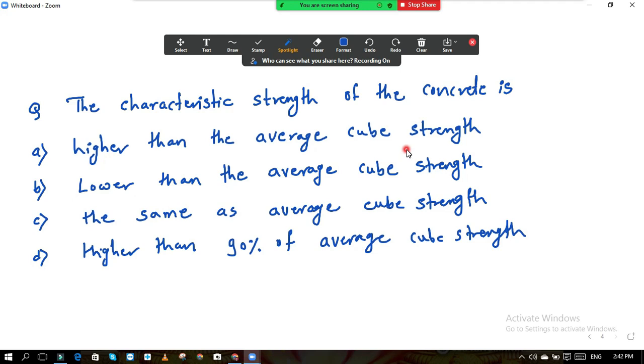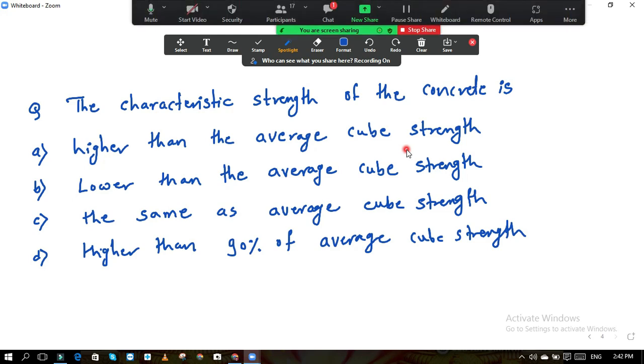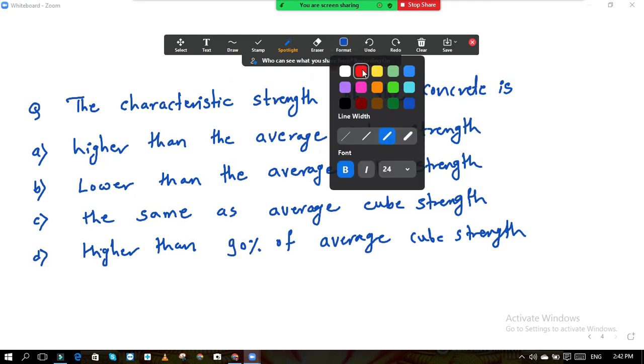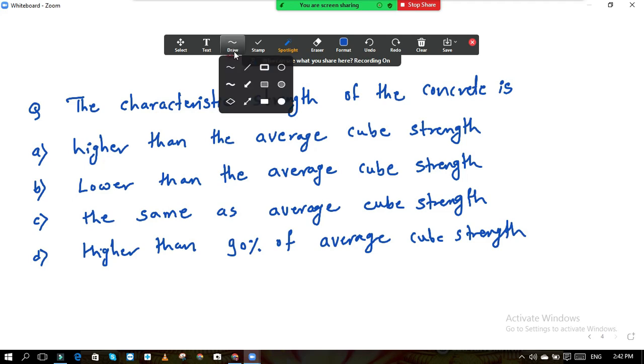Before I tell you the answer, try something now. At least apply the logic. Try to tell me the answer. Whether it is wrong or right, it doesn't matter. It will improve your thinking. Anybody can give me the answer. Okay, the answer is given as D. But the correct answer of this question is, remember this, B. The characteristic strength of the concrete is always lower than the average cube strength of the concrete.